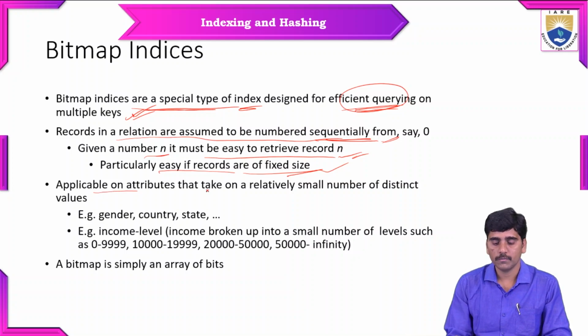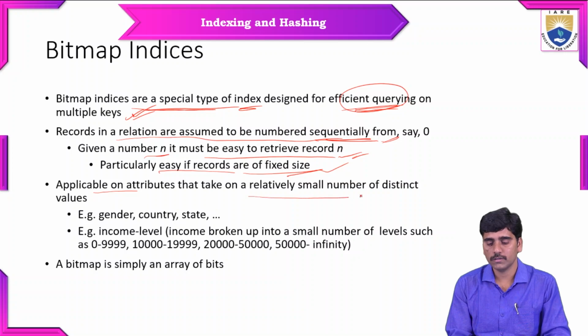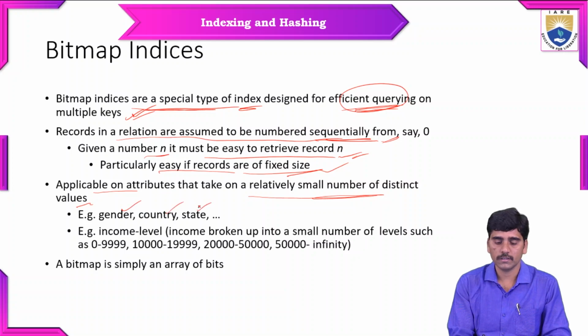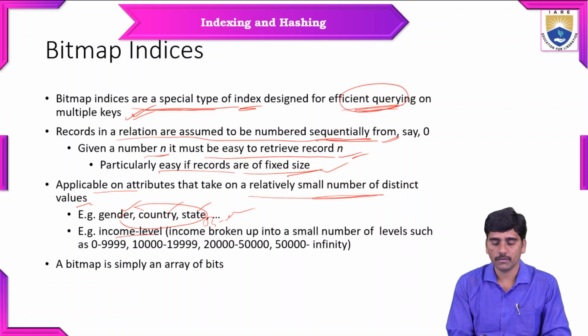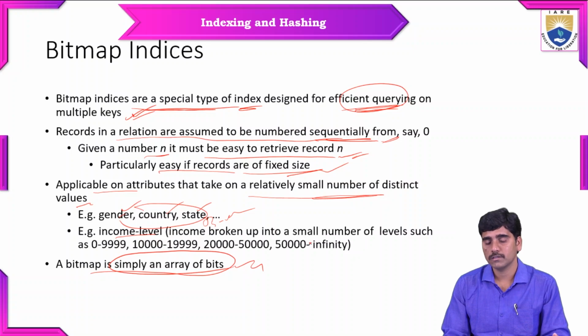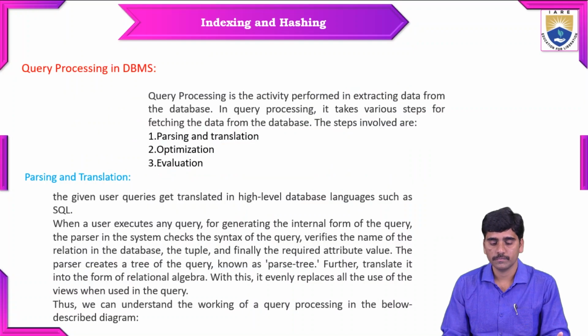They are applicable on attributes that take on a relatively small number of distinct values. Examples: gender, country, state. These are all bitmap indices candidates. Multiple values, for example income level, is one type of search key, where we can take different levels. So what is a bitmap? Simply an array of bits.